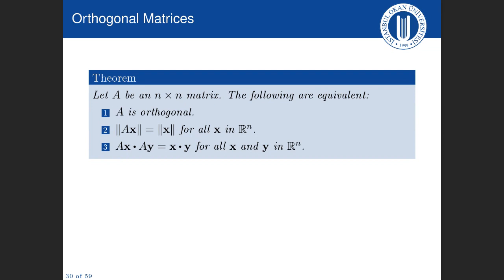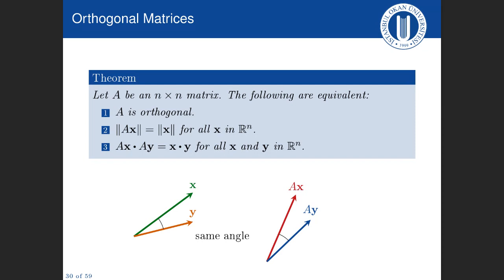So look at property two first. Property two says if A is an orthogonal matrix, then X and AX have the same length. Taking a vector and multiplying it by an orthogonal matrix does not change its length. And property three tells us that angles don't change. The angle between x and y must be the same as the angle between AX and AY if we have an orthogonal matrix.